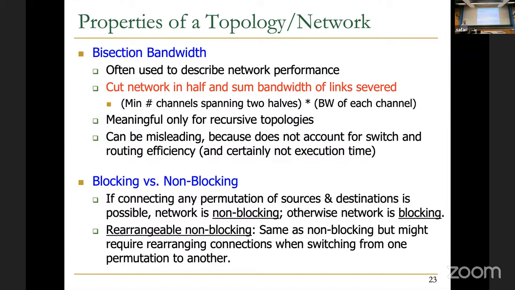Another metric is blocking versus non-blocking. Some topologies are blocking, meaning that when there is a communication happening in the network from one source to a destination, and another source wants to communicate to another destination, this second communication cannot happen because it conflicts with the ongoing communication. Our example topology is a blocking topology. But if connecting any permutation of sources and destinations is possible, the network is non-blocking. It's very good to have a non-blocking network, but it's also very costly.